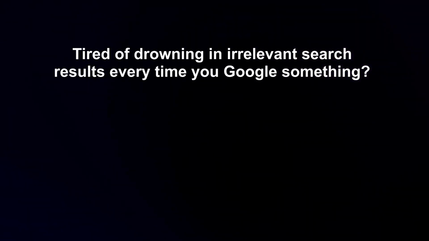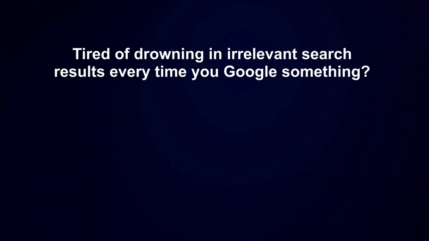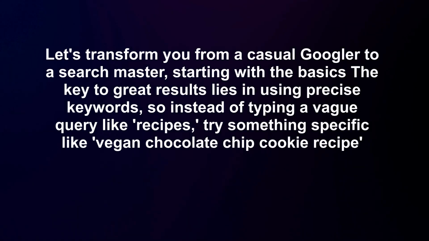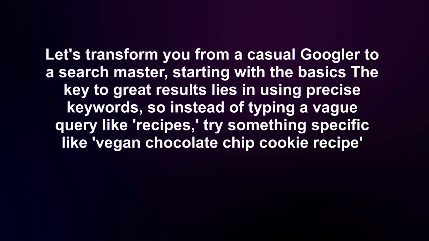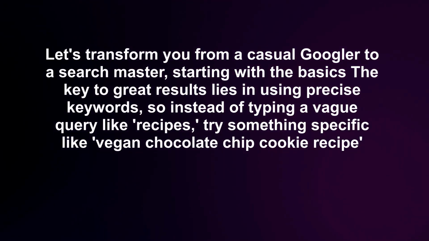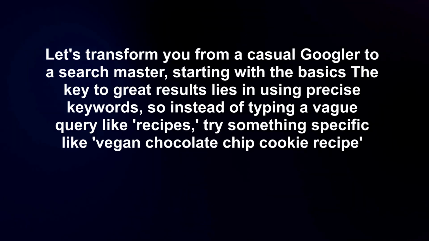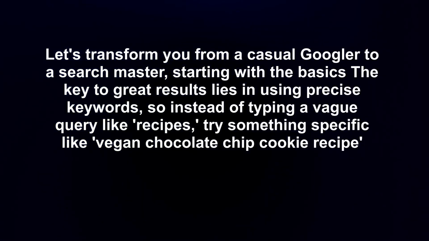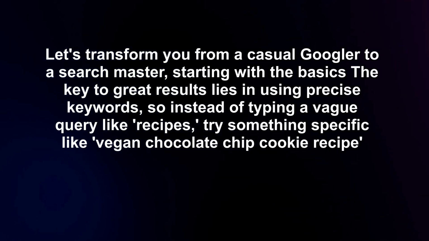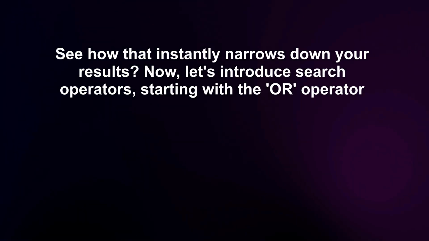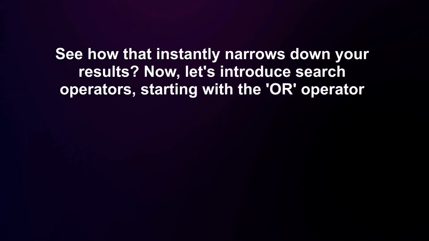Tired of drowning in irrelevant search results every time you Google something? Let's transform you from a casual Googler to a search master. Starting with the basics, the key to great results lies in using precise keywords. So instead of typing a vague query like "recipes," try something specific like "vegan chocolate chip cookie recipe." See how that instantly narrows down your results.